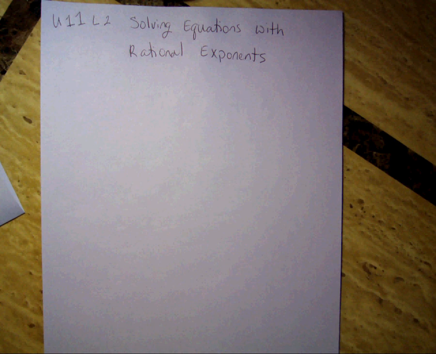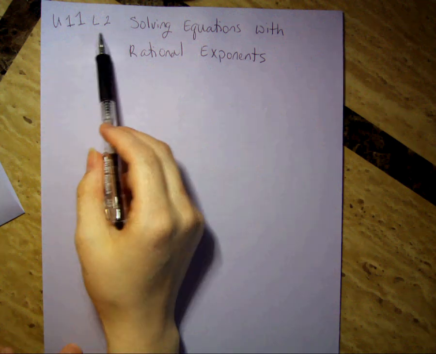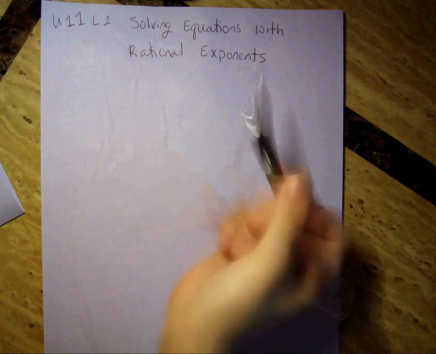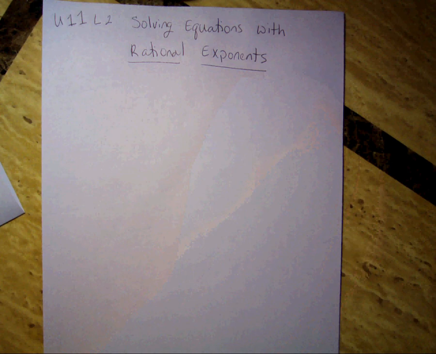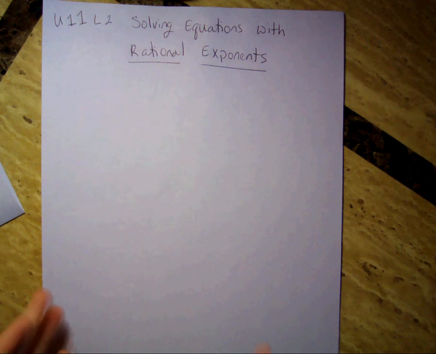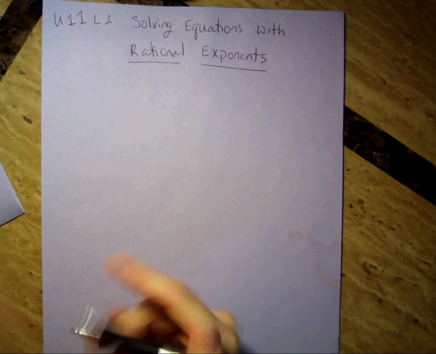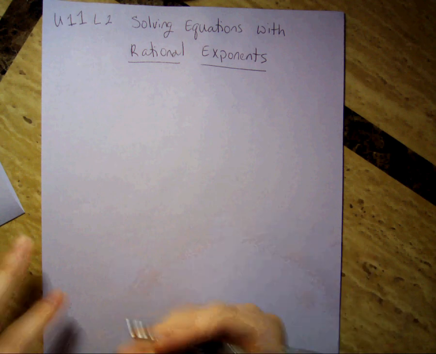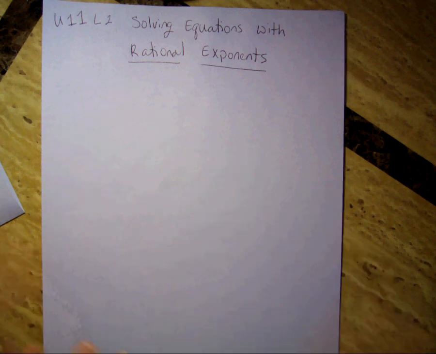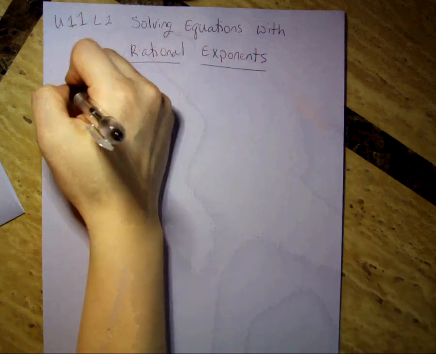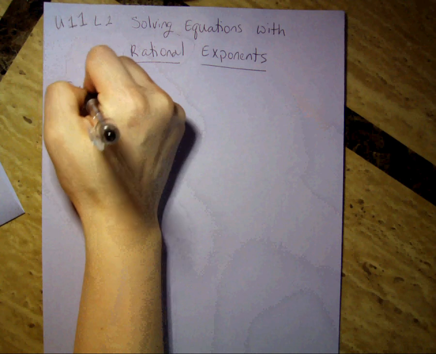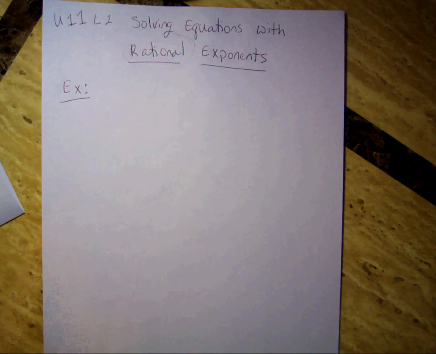Okay, guys, we are looking at Unit 11, Lesson 2, solving equations with rational exponents. These are the same rational exponents from Unit 11, Lesson 1, and we are just solving equations. So all the same basic properties, adding, subtracting, multiplying, dividing to solve, all of that still applies. We just have this added rational exponent. So probably the easiest thing to do is go ahead and look at an example.